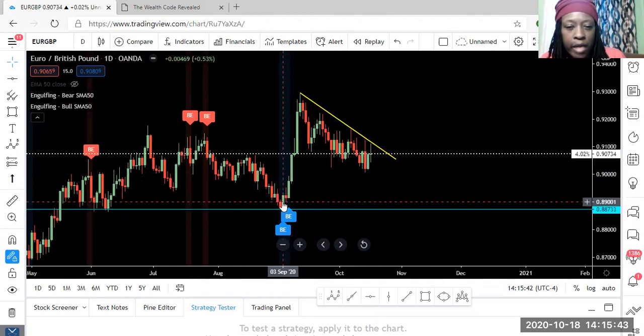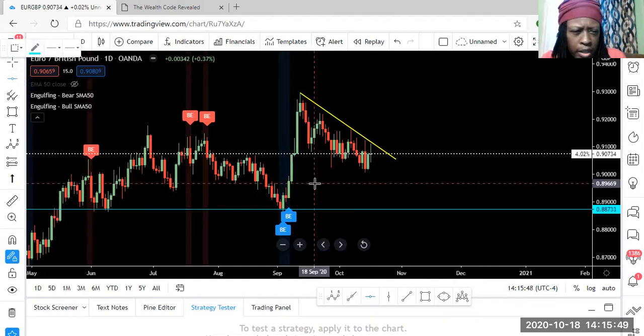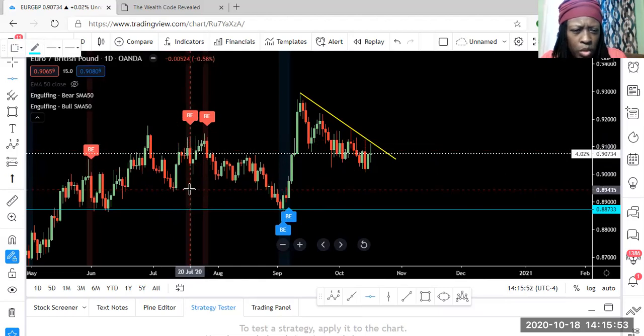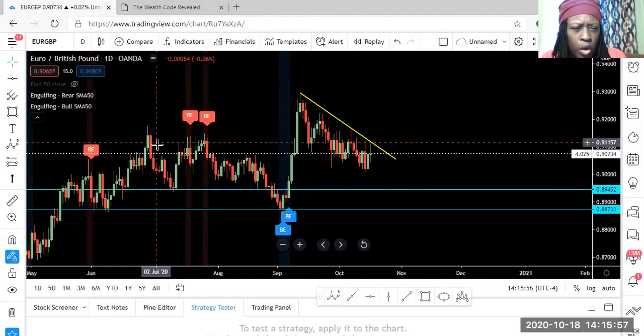So we're looking at this area right here. And what else am I going to do? I'm going to identify some more areas where there are structures. See how this came down here and bounced up? I want to note that. I want to identify that. So here we go.